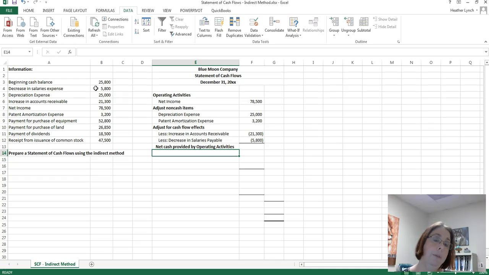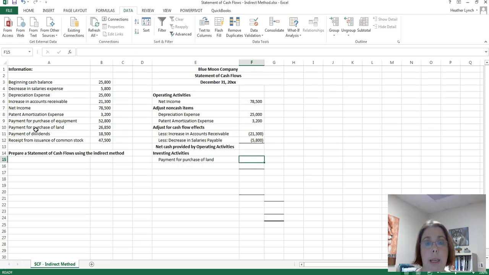So we do our operating. Now we do our investing activities. Investing activities include anything that we're going to invest in to make our company better. As an example, we purchased land. If we're investing in our company, we're purchasing land to possibly add a future plant, we're growing our company. So payment for purchase of land, it was a purchase, so that's $26,850.